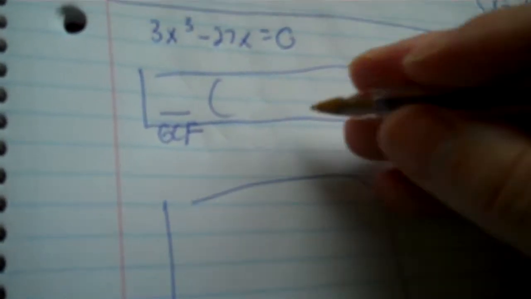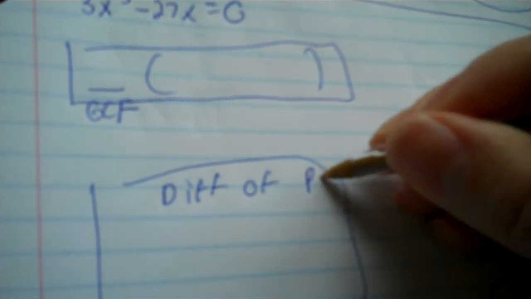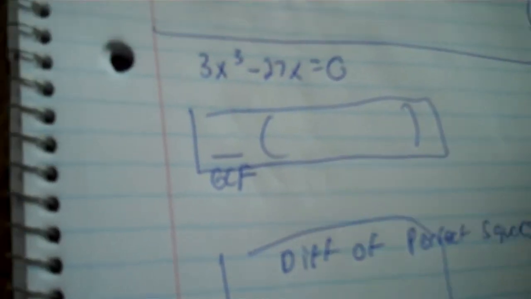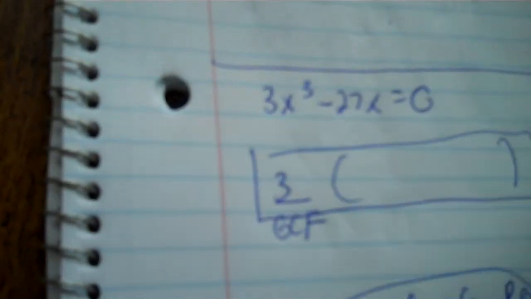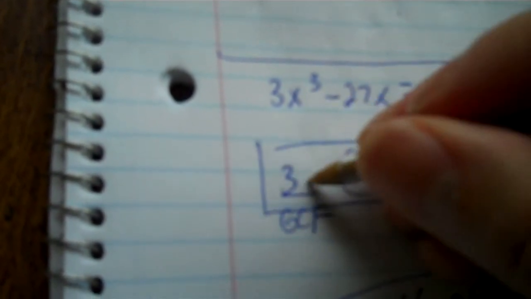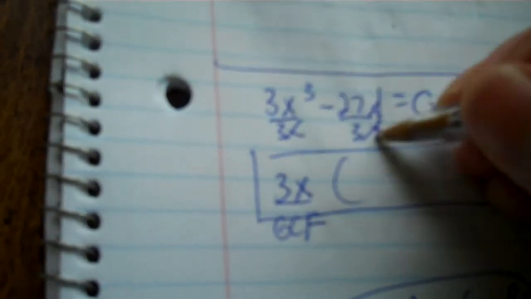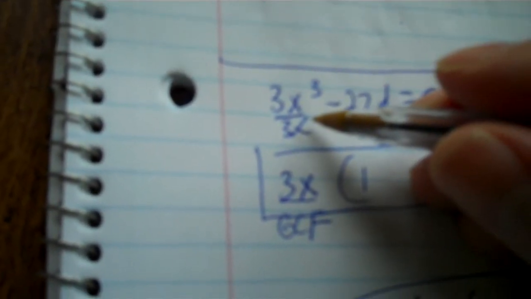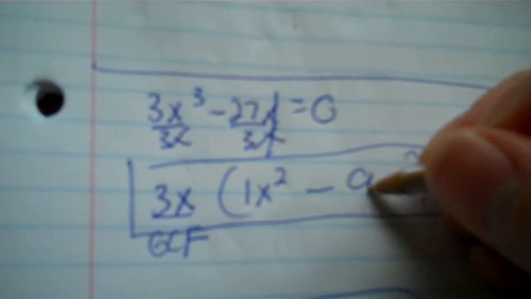GCF, then we see if we have a difference of perfect squares, also known as DOPS, D-O-P-S. Okay, so 3 and 27, if you look at your table, they're both in the third row, and the last number does have x, so we divide by x, because we want to be able to cross out an x. Now, 3 divided by 3 is 1, yes, but now it's x third divided by x, so that is x to the second, and then minus 9.